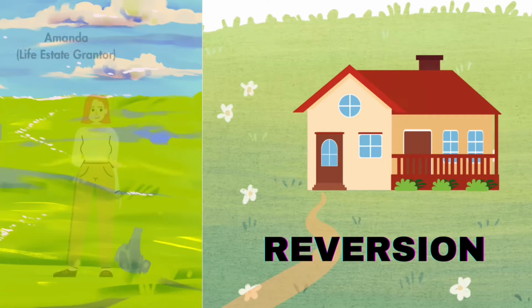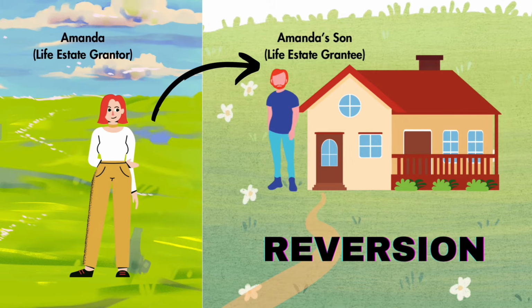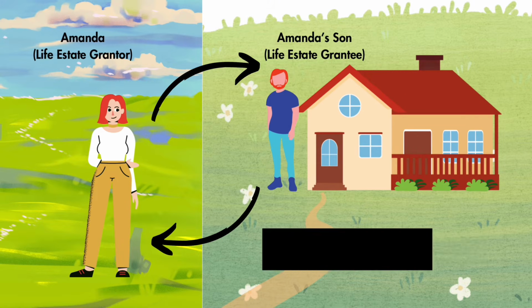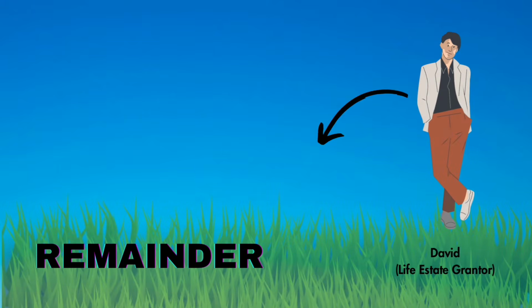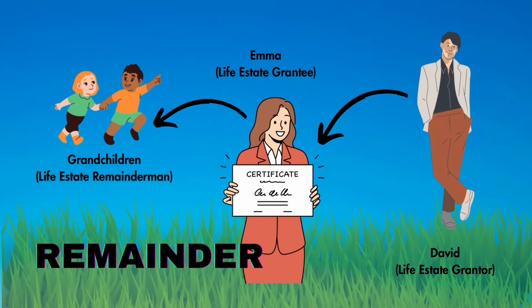For example, if the property owner, Amanda, grants a life estate to her son, Brian, in the deed, Amanda must stipulate that if Brian passes away, the property ownership reverts back to her. In this case, Amanda will hold a reversion estate. Think of it as being reversed back to the grantor. Now, suppose David conveys a property to Emma for her lifetime and designates that upon Emma's death, the property will transfer to his grandchildren. In this scenario, the grandchildren hold a remainder estate.